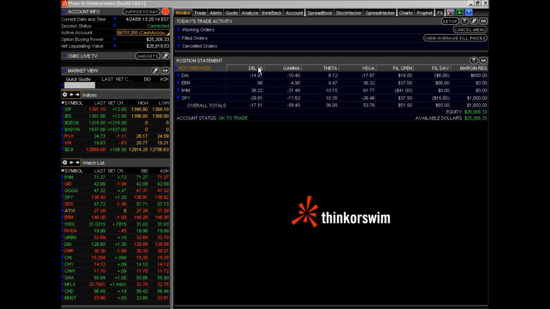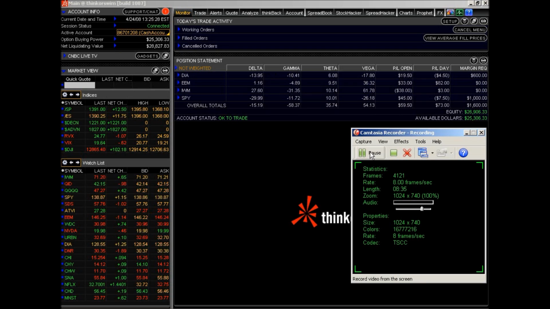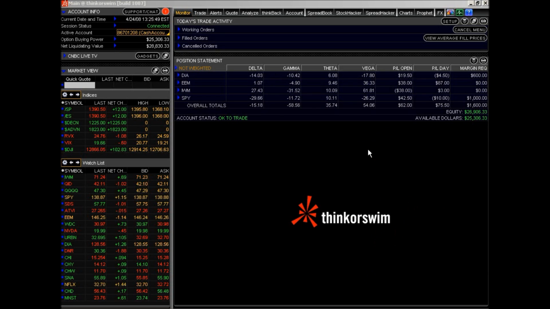So it has more of an effect on the delta than it does directly on the price of the option itself. When buying an option, gamma is positive. When selling an option, gamma is negative, regardless of whether it's a call or a put.